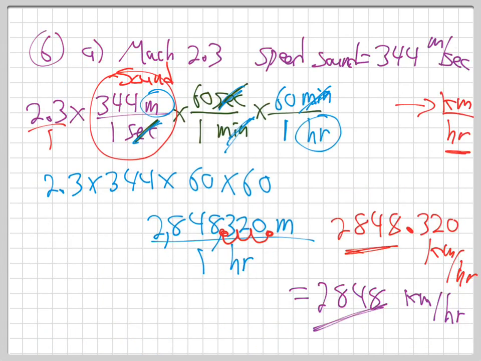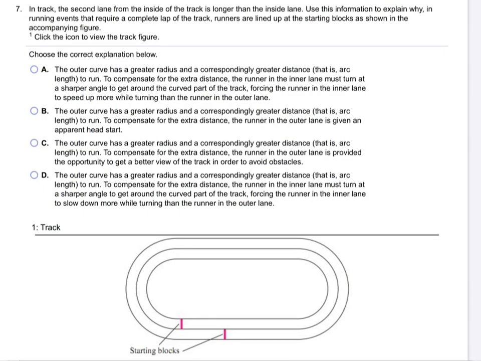All right, and then lastly, number 7. I think this will be easy for you. Basically, it's asking why in a race around a track, why do they start this person behind that person? Well, I mean the other way around, sorry. So they're running around this track. This guy's going to run this way. This guy's going to run this way. Why does the inside lane start backwards?